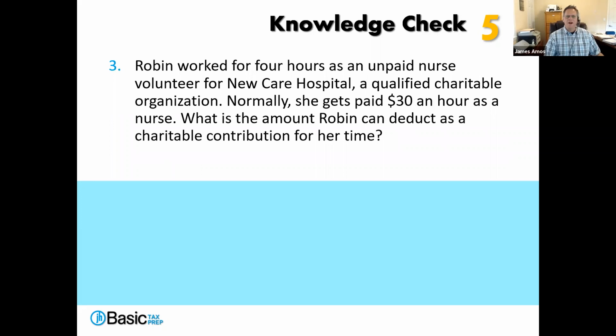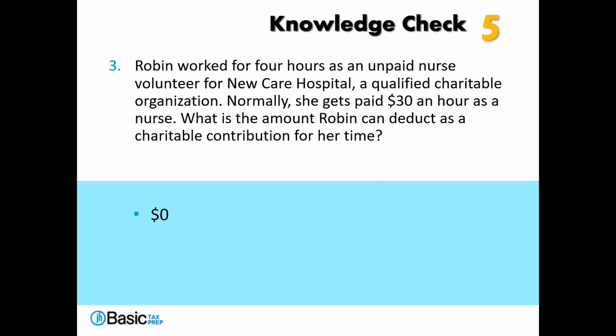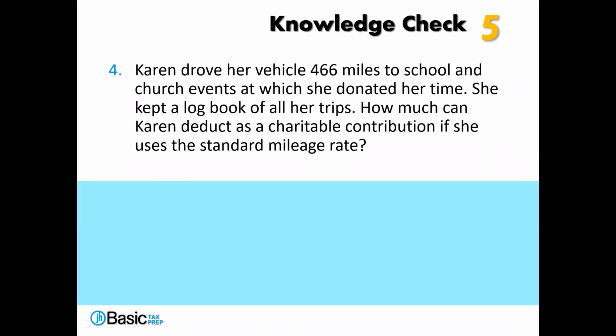Robin worked for 4 hours as an unpaid nurse volunteering for a qualifying charitable organization. Normally she gets paid $30 an hour. What is the amount she can deduct for her time? $0. $0. You don't get a deduction for time.